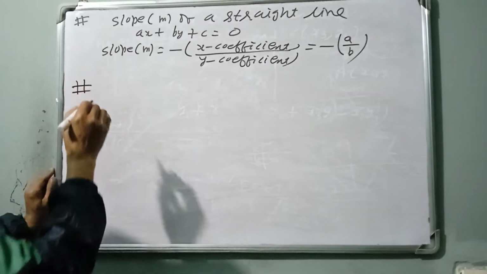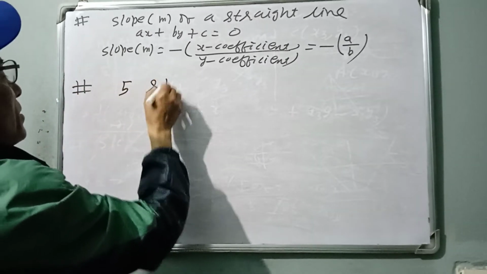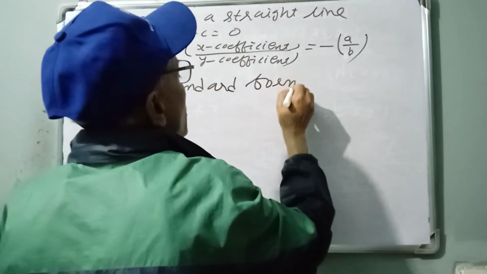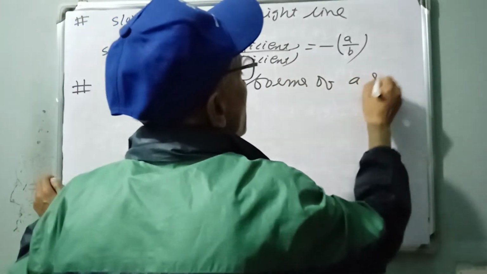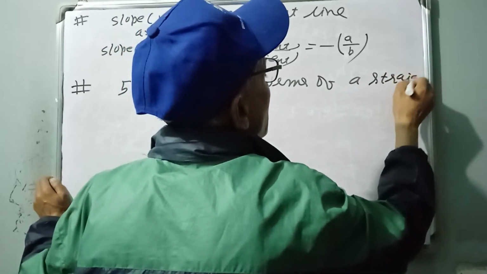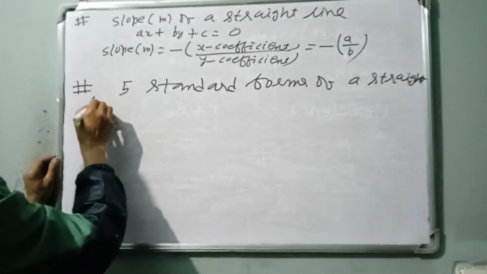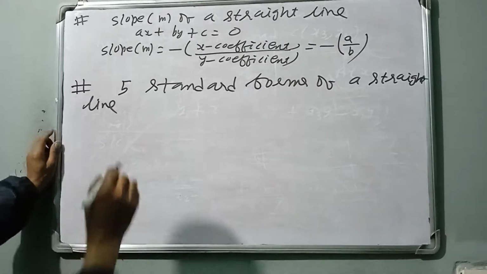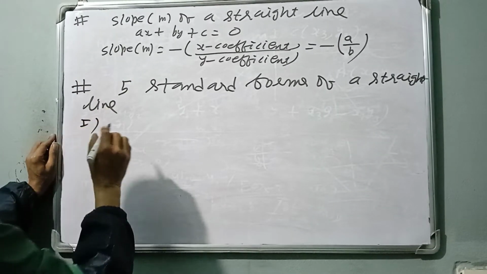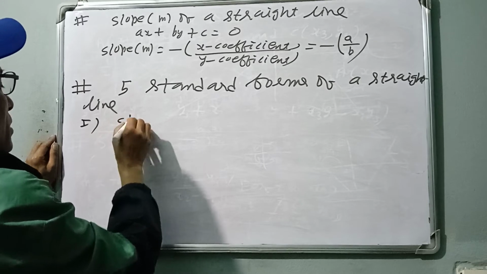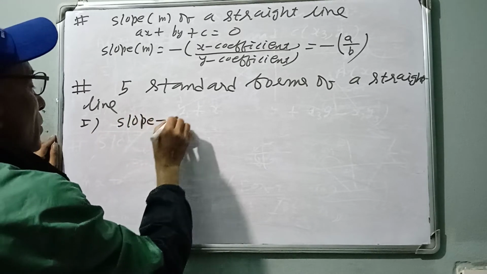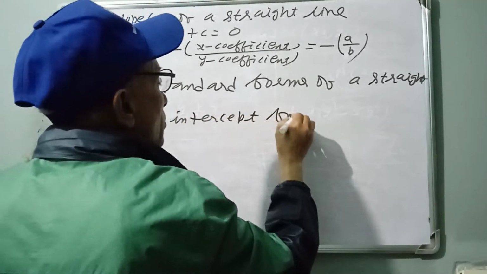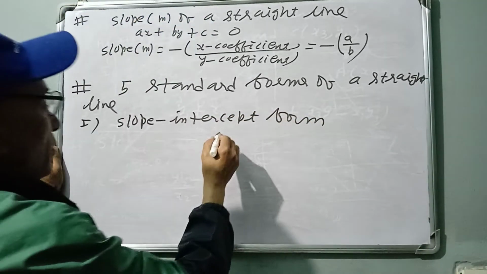Another 5 standard forms of a straight line. You have to know the 5 standard forms. Number 1, slope intercept form. What is a slope intercept?